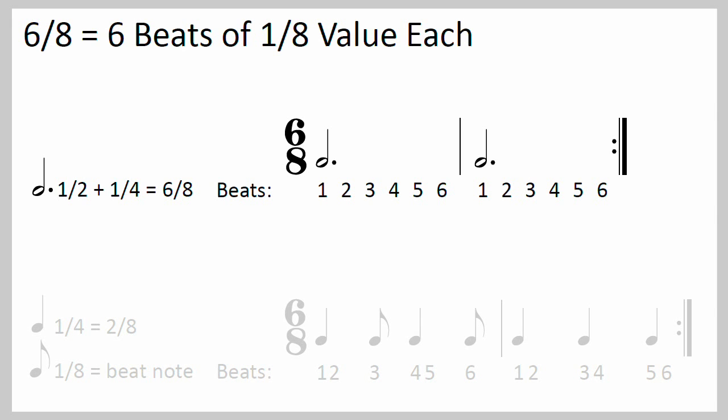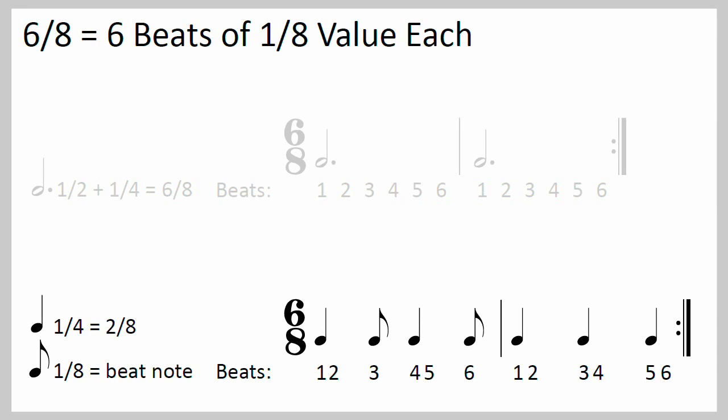In this rhythm, the first measure is quarter note, eighth note, quarter note, eighth note, and the second measure is 3 quarter notes. In 6/8 time, the quarter note gets 2 beats, since 1 quarter is equal to 2 eighths, and the eighth note is the beat note, meaning it gets 1 beat. So the rhythm sounds like this. 1, 2, 3, 4, 5, 6, 1, 2, 3, 4, 5, 6.